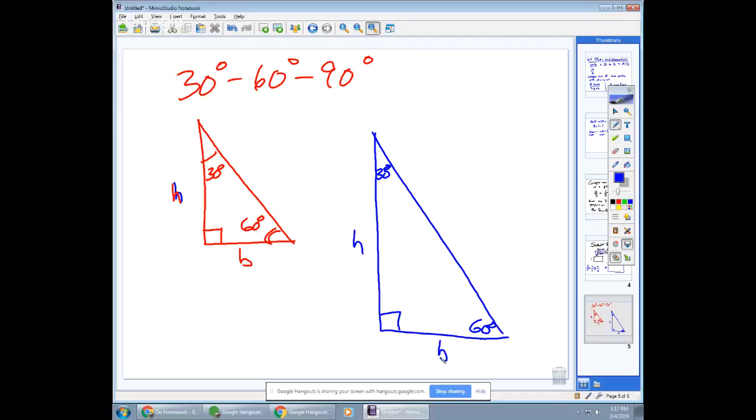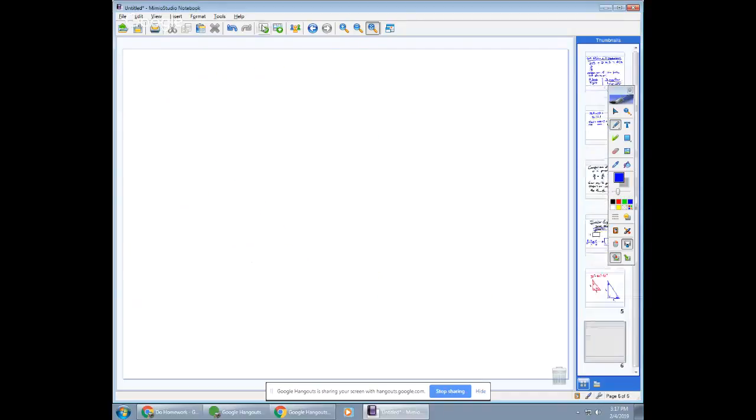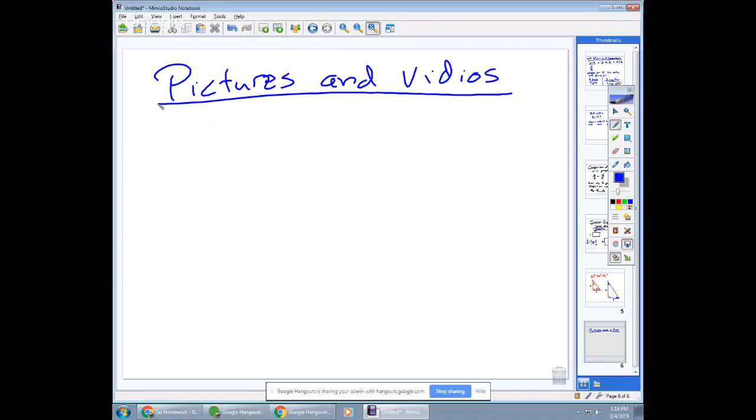All right, so another place ratios and proportions come in is images, pictures and videos. That thing they put on the bottom where it's like 120 times something else. Yeah, exactly.